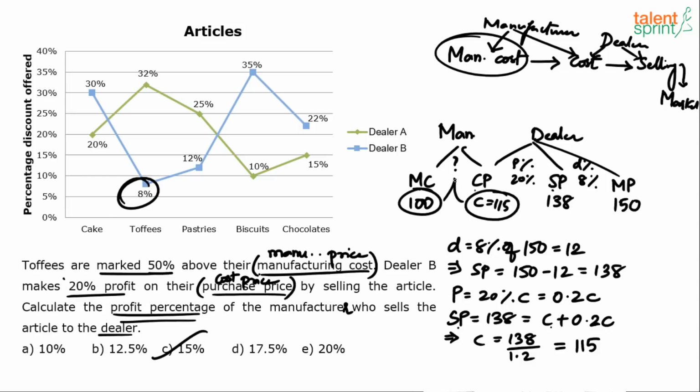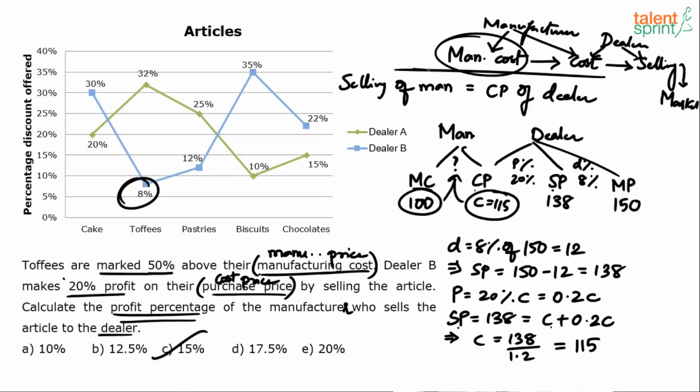The question mark that we have to find out is between these two values. 100 has become 115, meaning there is a profit of 15%. You're able to follow? Understand, this is manufacturing cost. This is cost price for the dealer, meaning selling price for the manufacturer. You understand? Selling price of manufacturer is equal to cost price of dealer. This is the key.